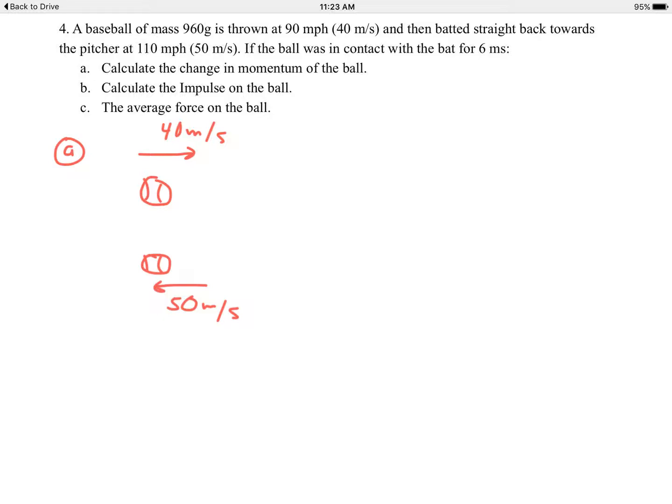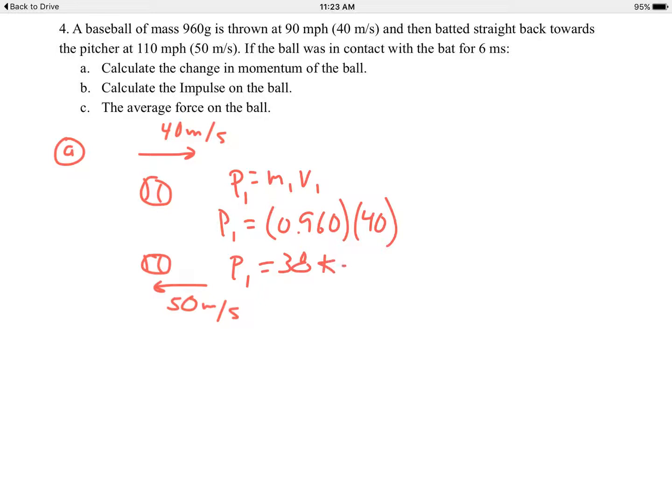What we want to look at here is the initial momentum of the ball, which is pretty easy to figure out. P1 equals M1 V1. So the initial momentum of the ball is 0.960, that's the mass, times its V1, 40 meters per second. That's basically a 90 mile per hour fastball. So P1 comes out to be 38 kilograms meters per second, say to the right here.